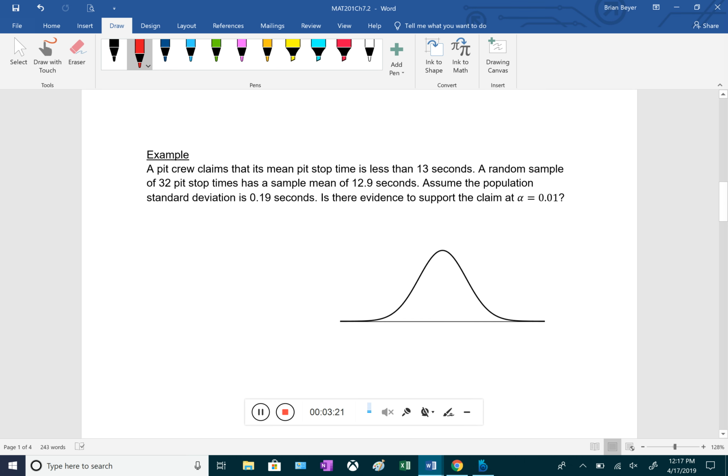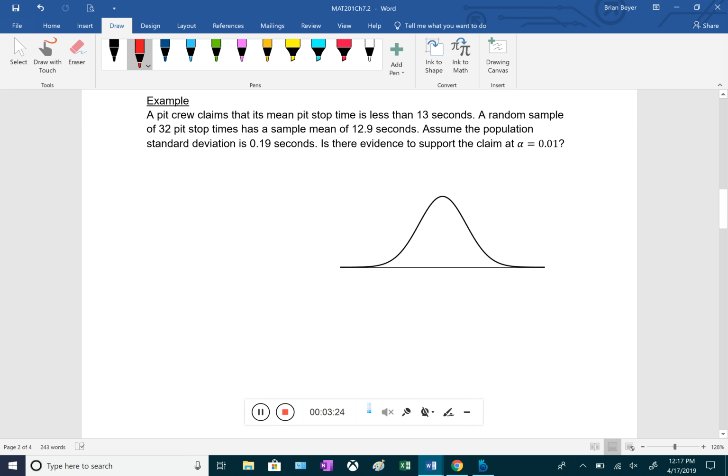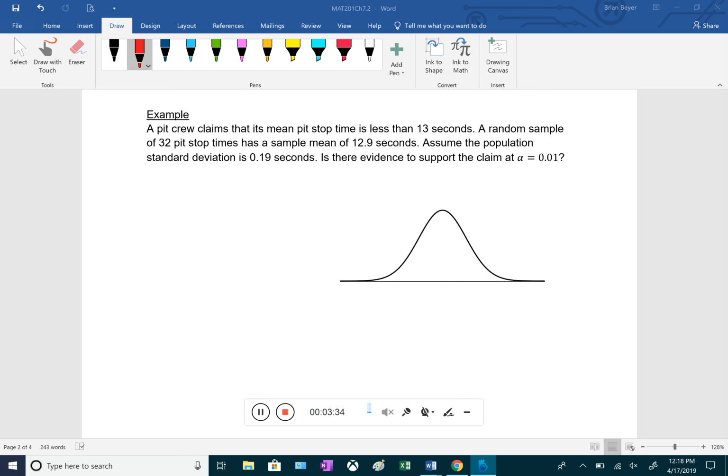Okay, so let's do a couple examples here. We'll do one of each setup. A pit crew claims that its mean pit stop time is less than 13 seconds. A random sample of 32 pit stop times has a sample mean of 12.9 seconds, which, notice, is less than 13. Assume the population standard deviation is 0.19 seconds. We want to know if there's enough evidence to support that original claim at a significance level of 0.01, so alpha is 0.01.